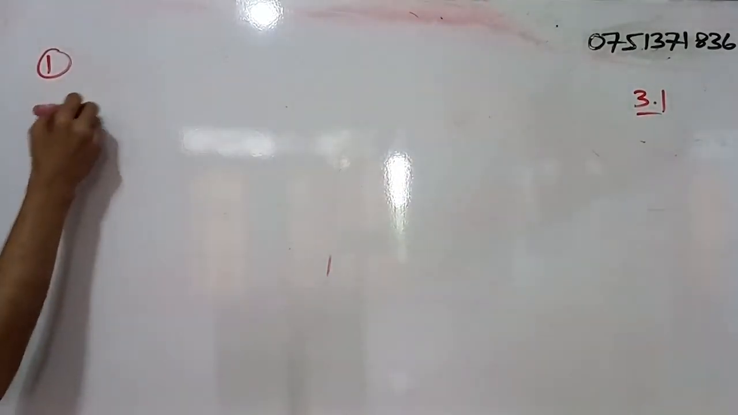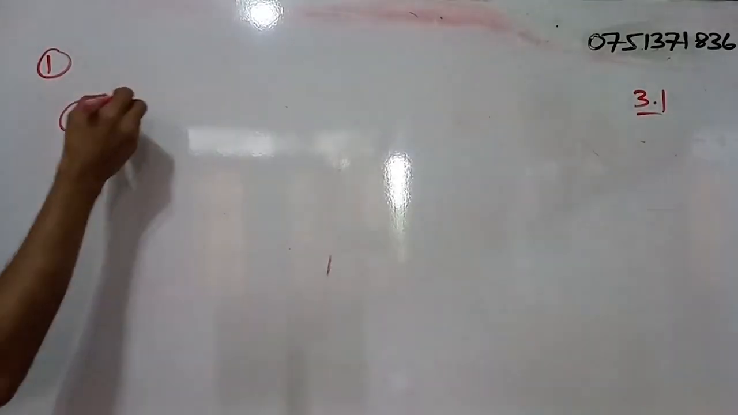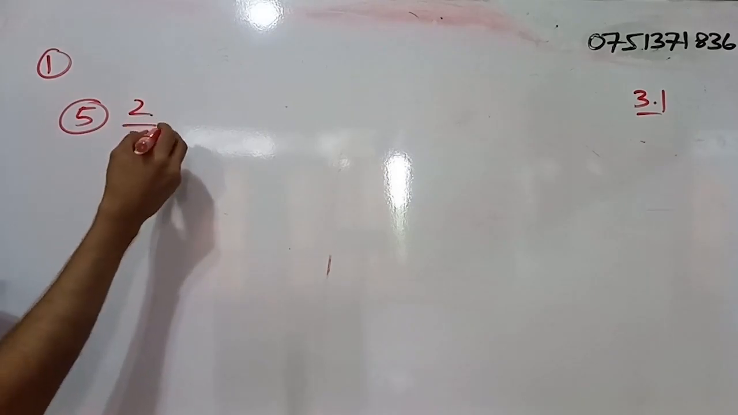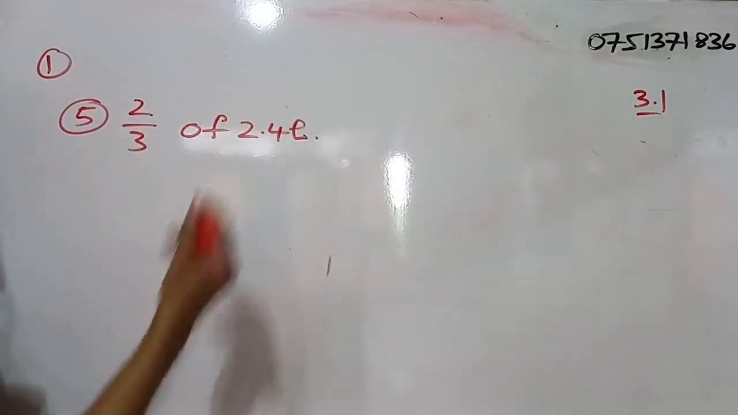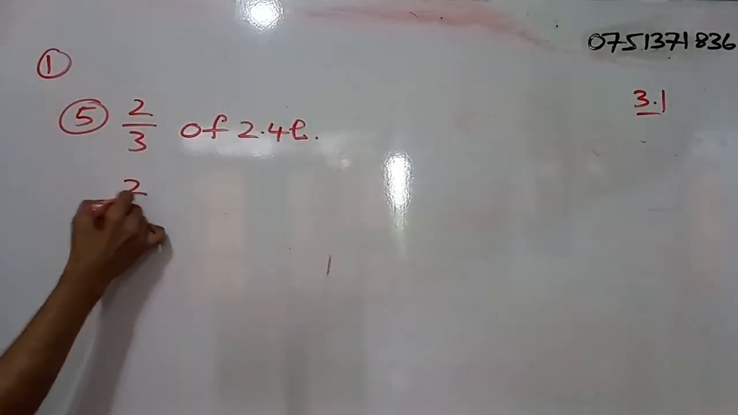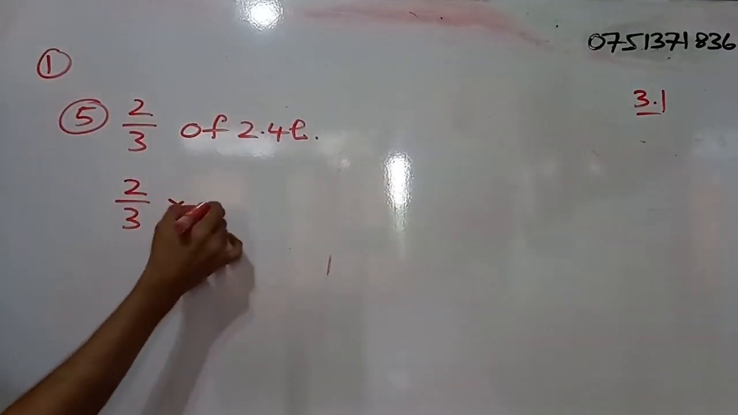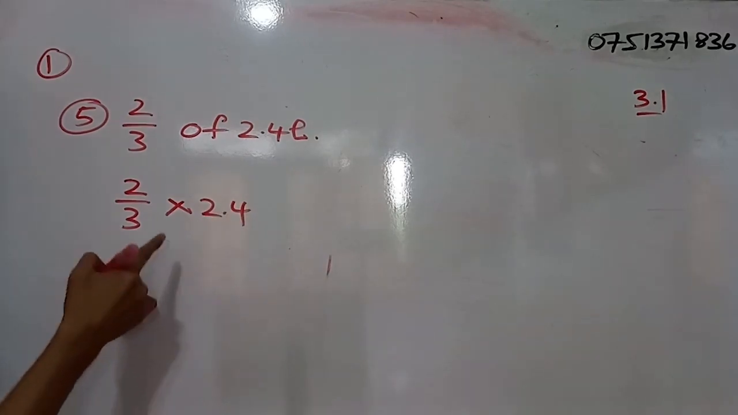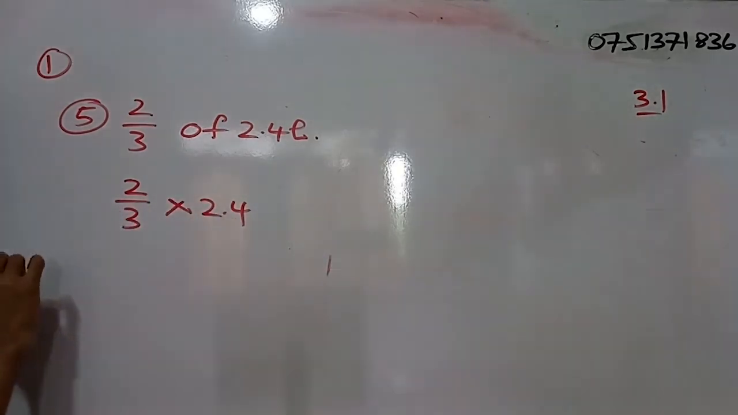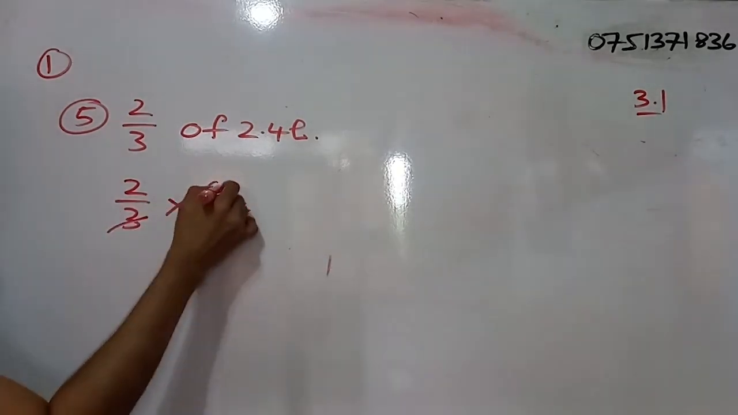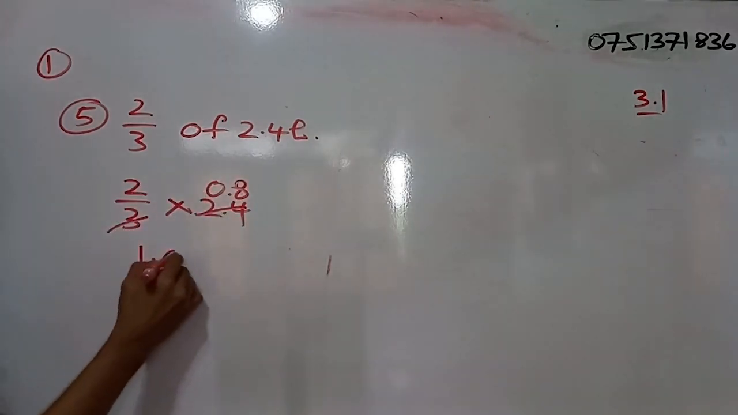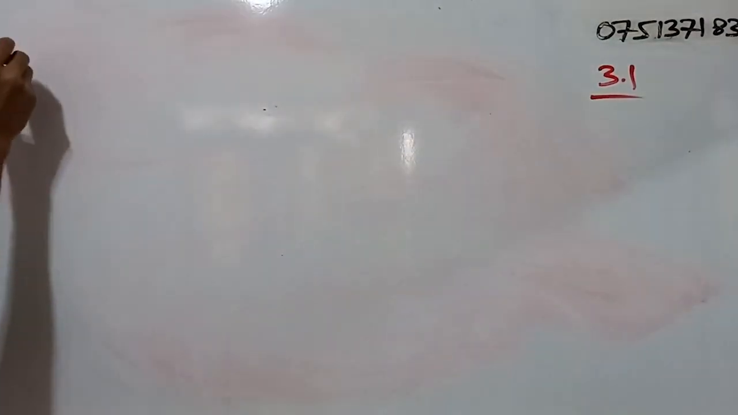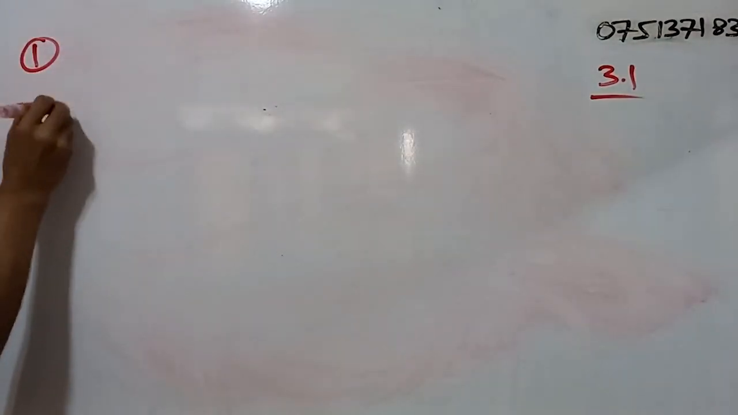Right. Part 5, what do we have? 2/3 of 2.4 liters. Right. So 2/3 multiplied by 2.4. So 2.4, when we divide that by 3, what is it? 0.8. 2 into 0.8, what is that? 1.6 liters.